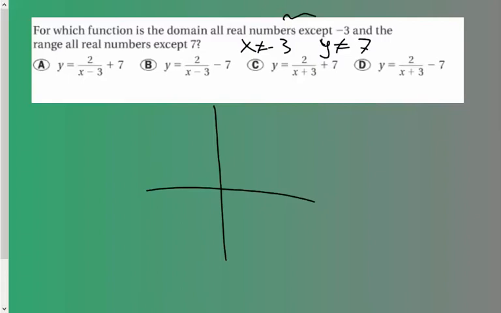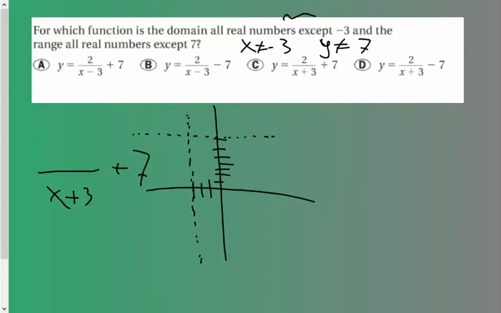Okay, so x can't be -3. That means there's an asymptote there. And y cannot be equal to 7. That means there's an asymptote right there. So that would be something over x plus 3 and then plus 7. So that's what I'm going to look for. And I see that that is option C right there.